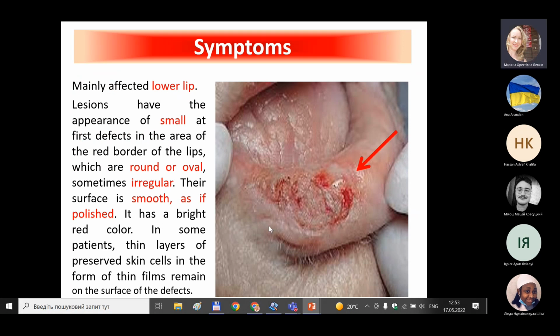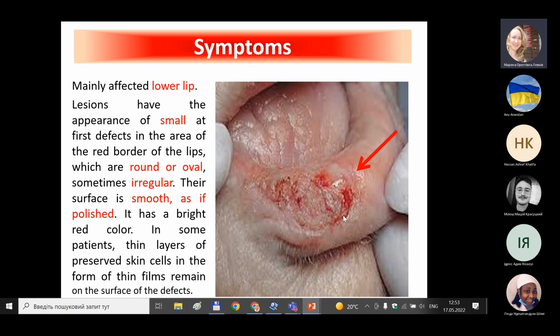Symptoms. Mainly affected lower lip. Lesions have the appearance of small defects at first in the area of the red border of the lips, which are round or oval, sometimes irregular. Their surface is smooth as if polished. It has a bright red color.